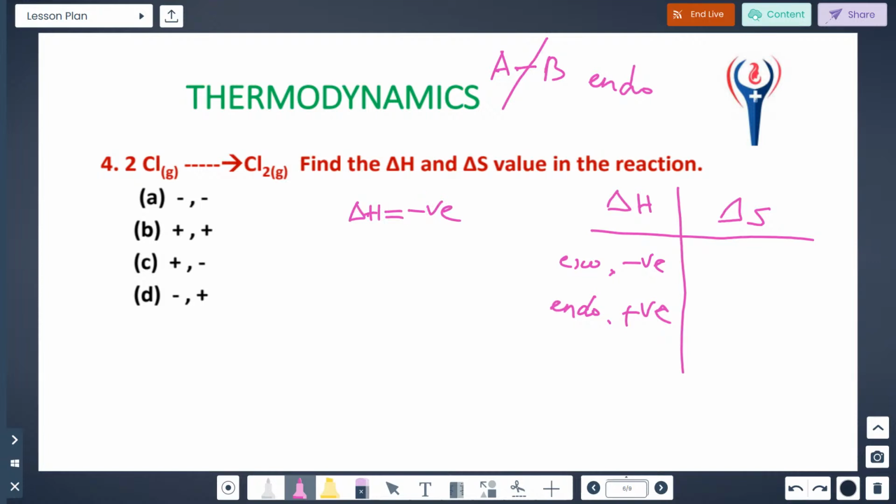Del S is nothing but entropy change. What is entropy? Simply, we can say it is the disorder of the molecules. Suppose I am taking solid, liquid, and gases. In the solid state, the molecules are orderly arranged, which means entropy is 0. No disorder takes place here. When we come to the liquid state, there is some disorder.